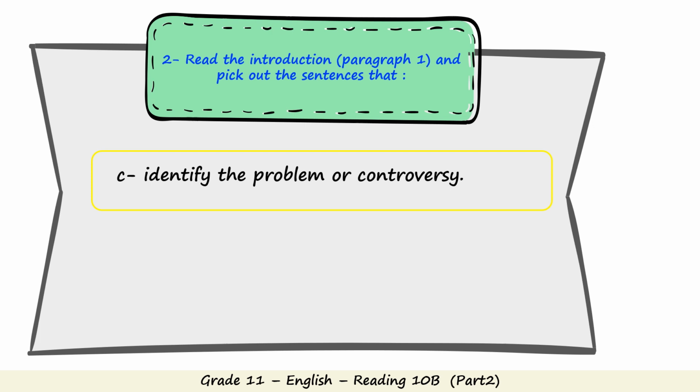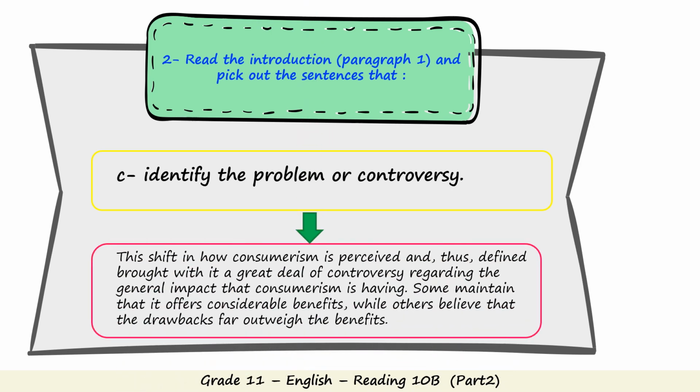C. Pick out the sentence that identifies the problem or controversy. This shift in how consumerism is perceived and thus defined brought with it a great deal of controversy regarding the general impact that consumerism is having. Some maintain that it offers considerable benefits, while others believe that the drawbacks far outweigh the benefits. So here in this sentence, it clearly mentions the controversy, the topic of this essay.